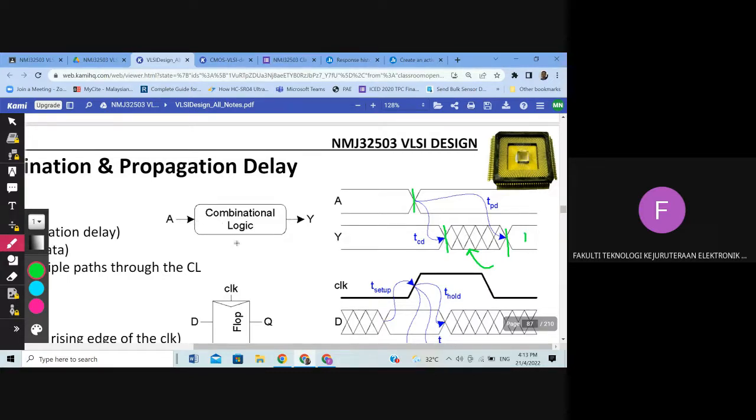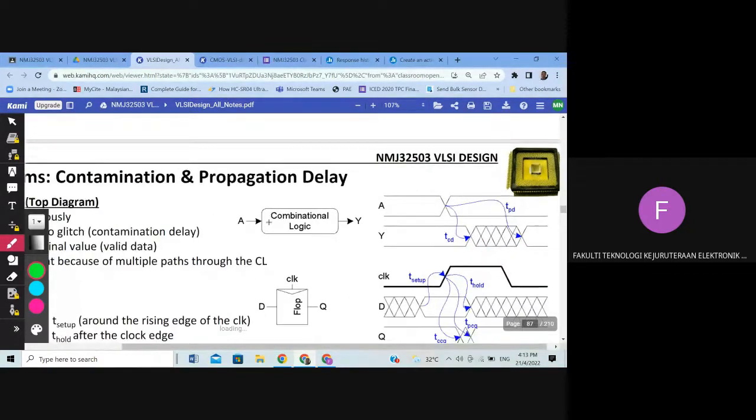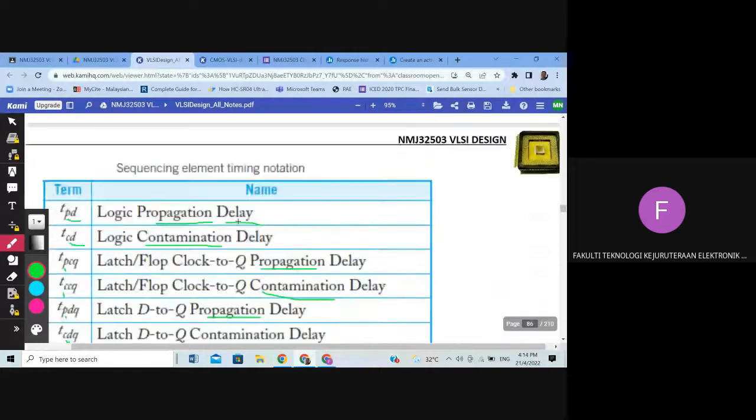All right. Hope everyone is clear on this explanation. If you have any question, just let me know. So that's about the propagation delay and contamination delay. P stands for propagation, C stands for contamination.